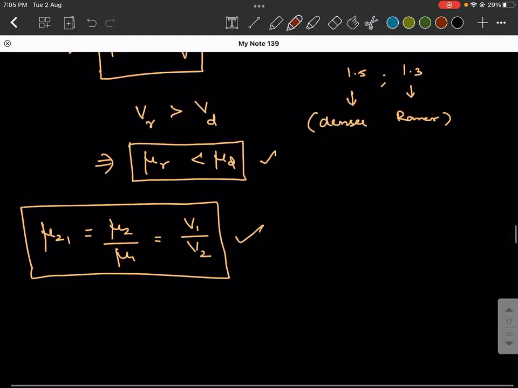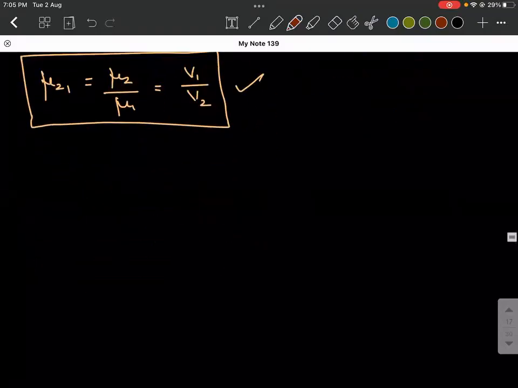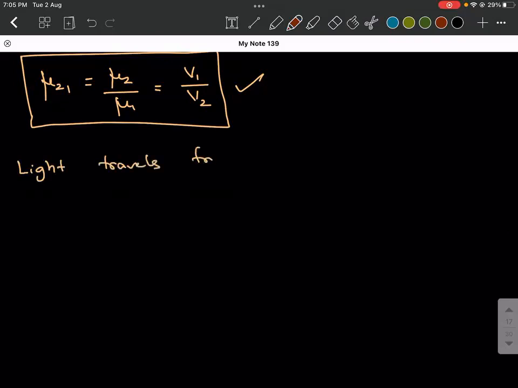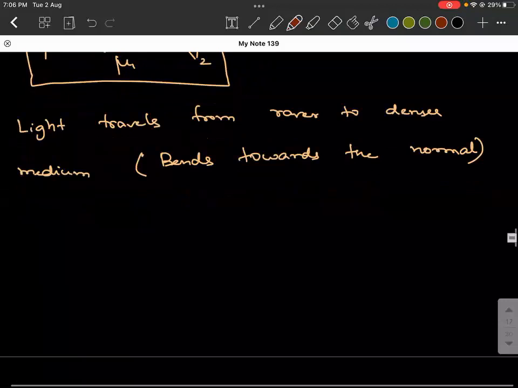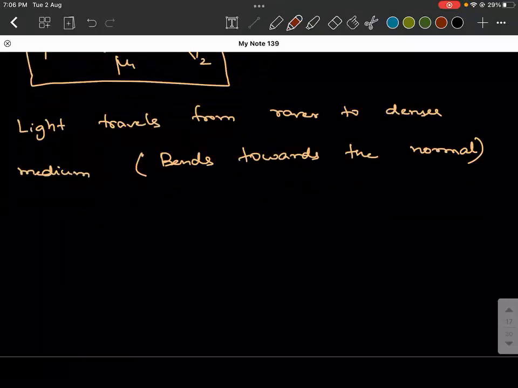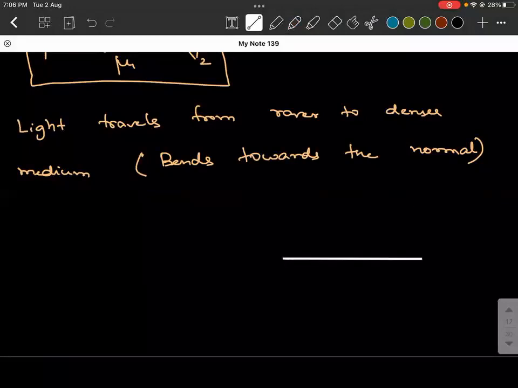Now, one last concept for the day is, we'll see what happens when light travels from rarer to denser medium. When light travels from rarer to denser medium, what happens? It bends towards the normal. So this is what you would have learned in your lower grade. But the question is, how do you know that? Why can't it bend away from the normal?